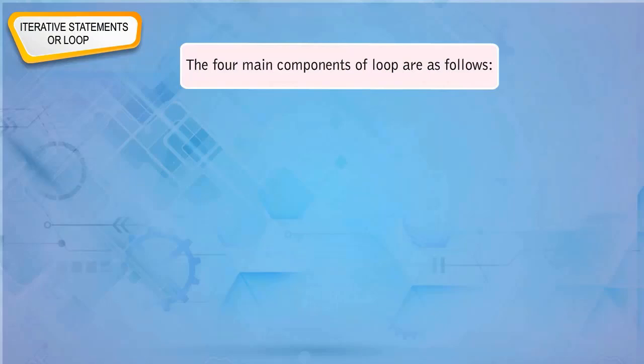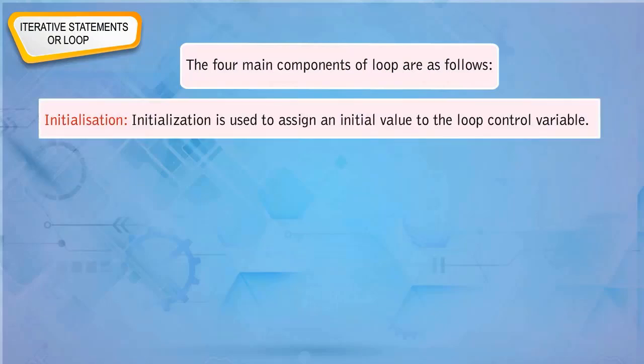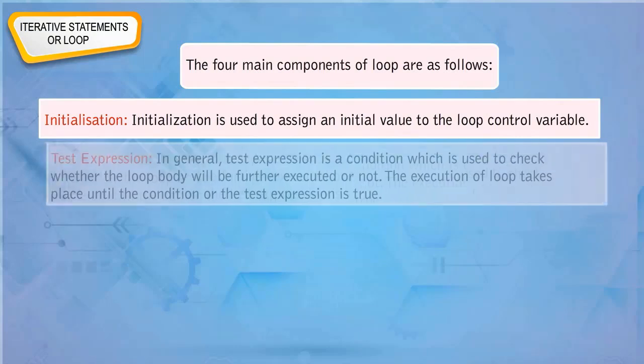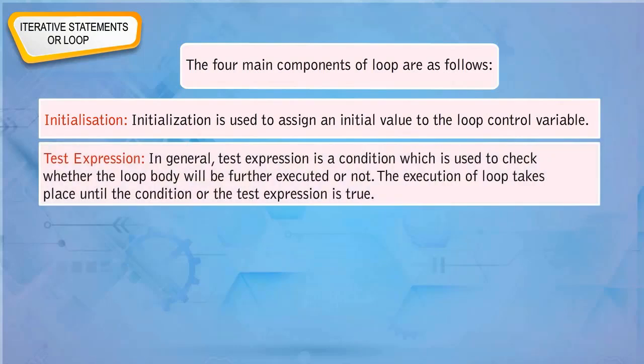The four main components of a loop are as follows. Initialization. Initialization is used to assign an initial value to the loop control variable. Test expression. In general, a test expression is a condition which is used to check whether the loop body will be further executed or not. The execution of the loop takes place until the condition or the test expression is true.